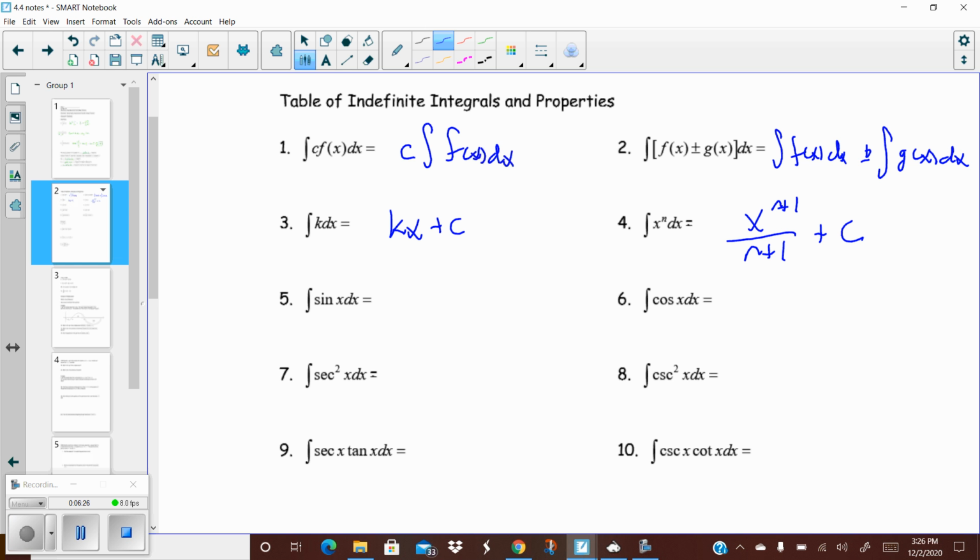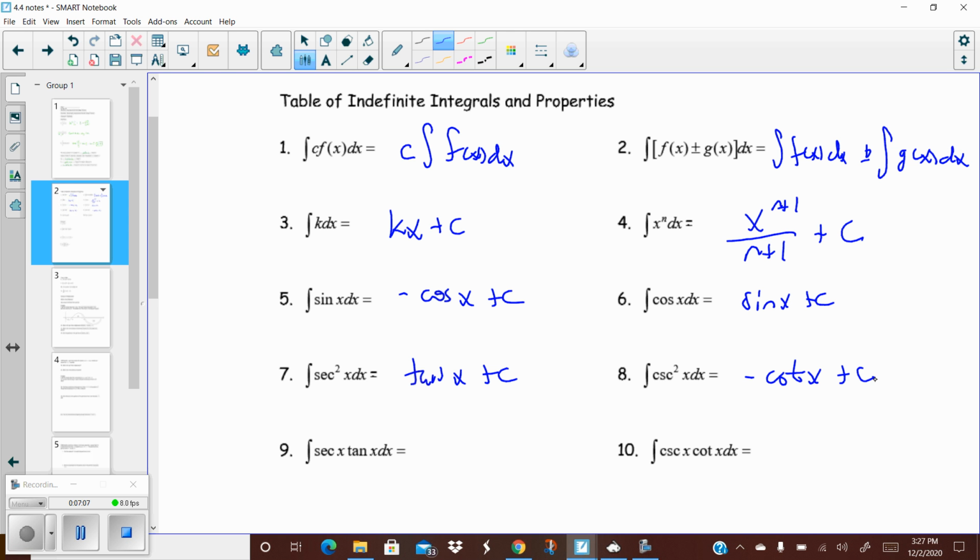And then all the rest of these are your trig functions, so we'll run through those real quick. The antiderivative of sine is negative cosine of x plus c. Antiderivative of cosine is sine of x plus c. Antiderivative of secant squared of x is tangent of x plus c. Antiderivative of cosecant squared, be careful on this one, is negative cotangent of x plus c, because the derivative of cotangent would give you negative cosecant squared, so the antiderivative of a positive cosecant squared would give you a negative cotangent x.